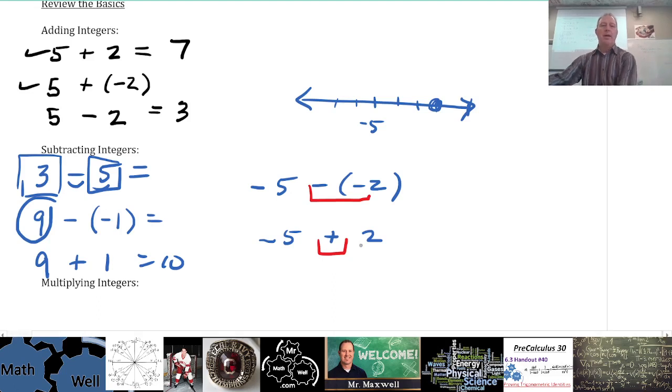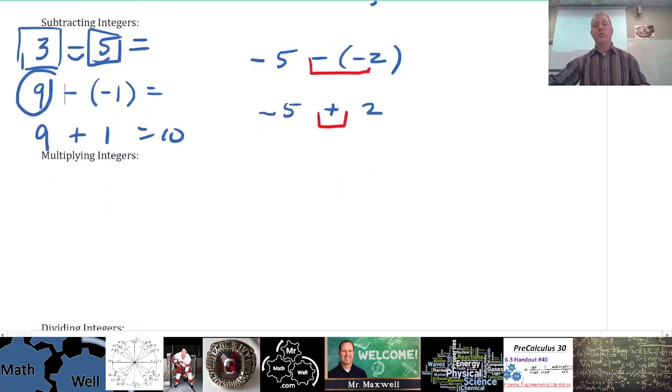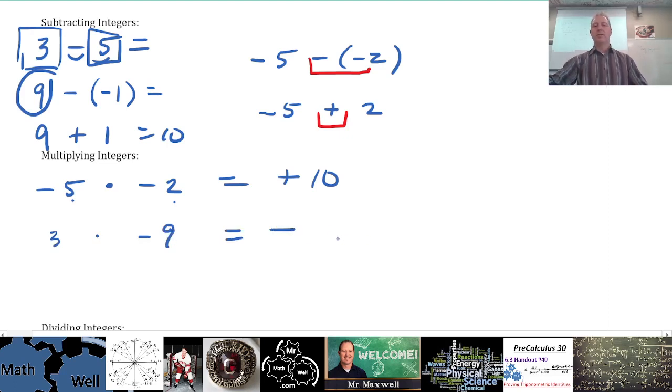Okay. All right, multiplying integers. We went over this. This is going to be quick. We did a whole lesson on this one. So when you have a negative times a negative, what's the answer going to be? Is it going to be positive or negative? Same sign, positive, and then you simply multiply the numbers. When you have opposite signs, 3 times negative 9, that's going to be a negative answer, and 3 times 9 is 27.